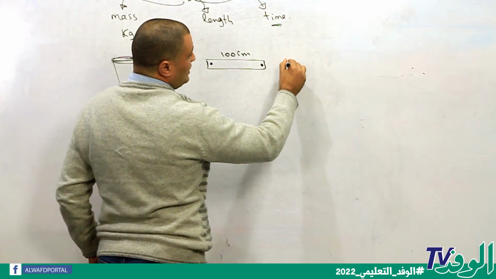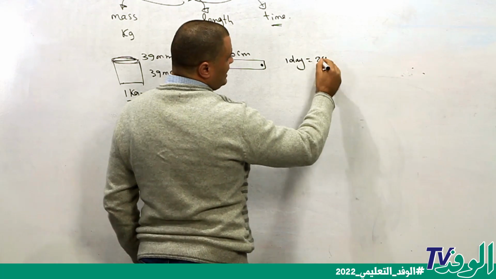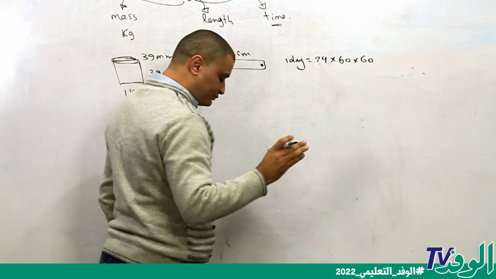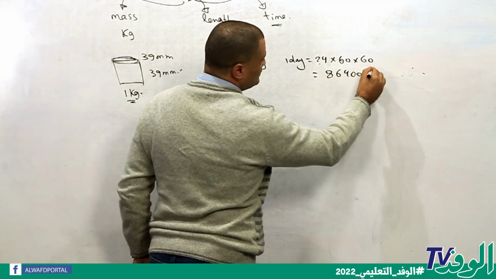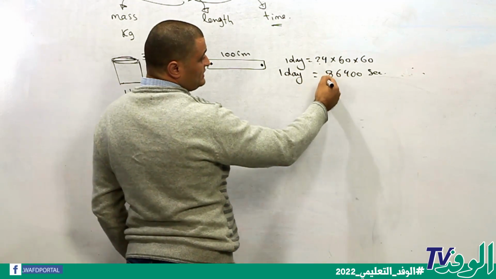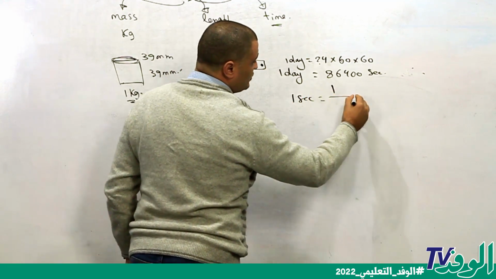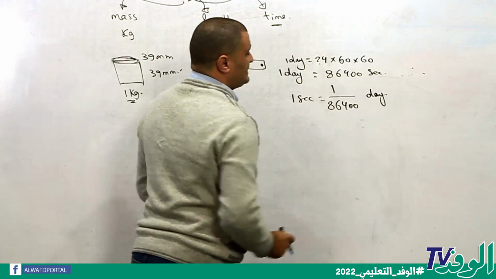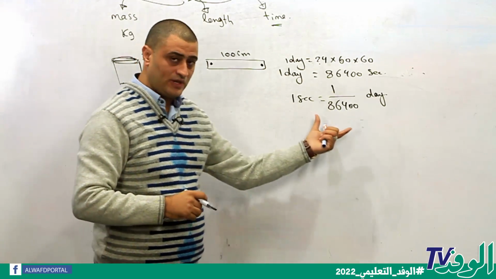We have one day, which equals 24 hours, multiply 60 in minutes, multiply 60 in seconds, so it will be equals 86400 seconds. So 1 day, the average day, equals 86400 seconds. So 1 second will be equals 1 over 86400 of the average day. So the second is the period of time which equals 1 over 86400 of the average day.